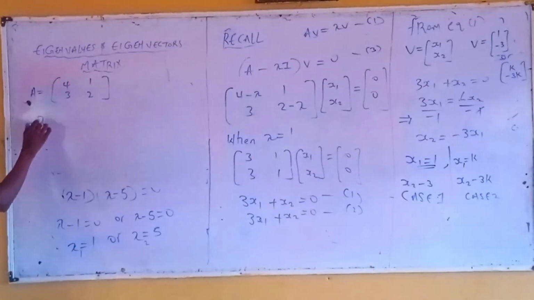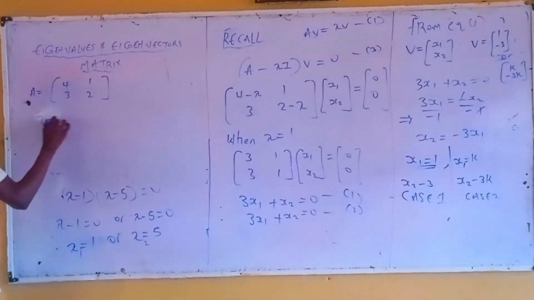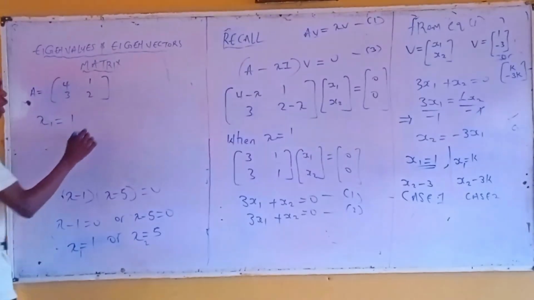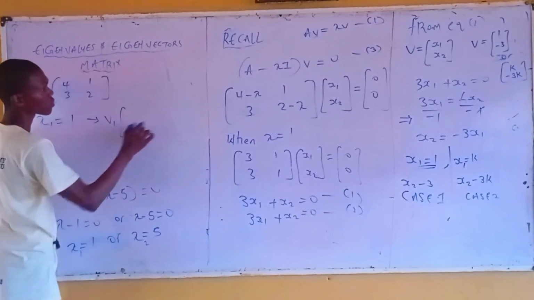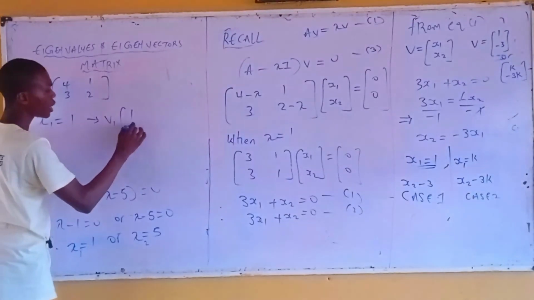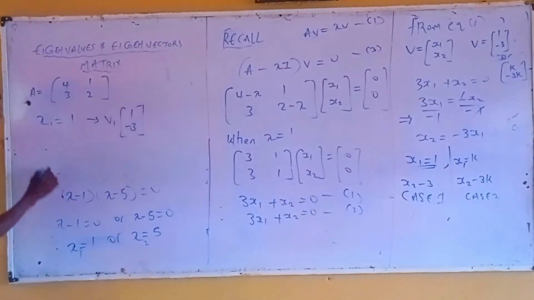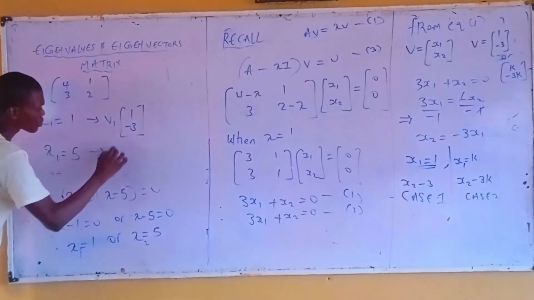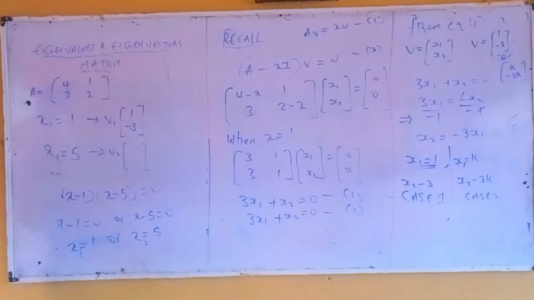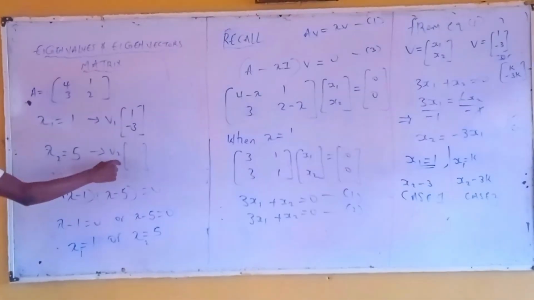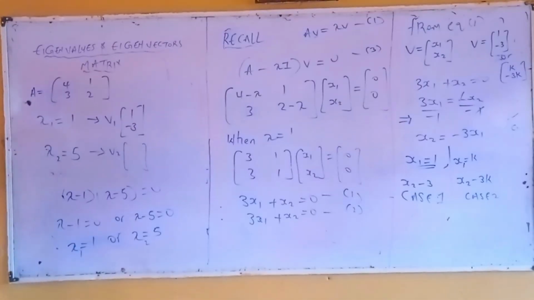Now what are the eigenvalues? The first eigenvalue we got is 1, and the corresponding eigenvector is 1 and minus 3. Now when your eigenvalue is 5, let's find the corresponding eigenvector. This is eigenvalue 2. Let's find the corresponding eigenvector when this eigenvalue is 5.